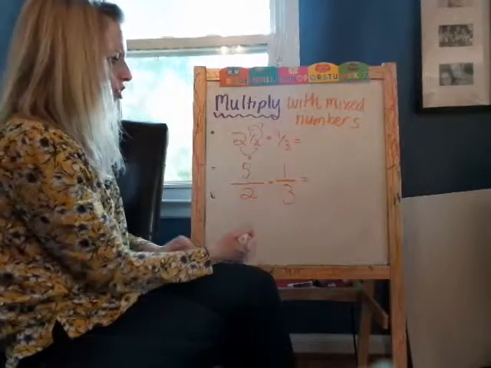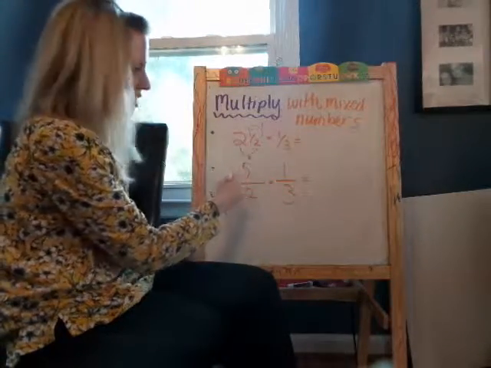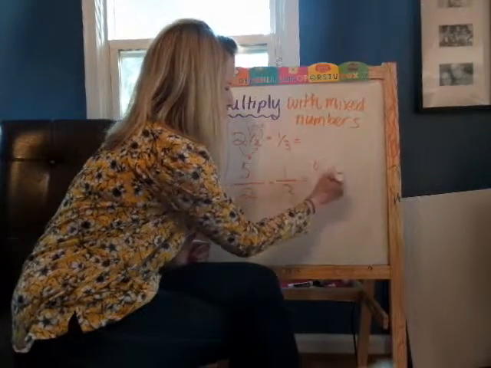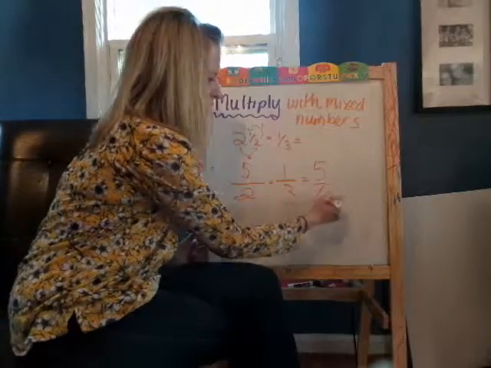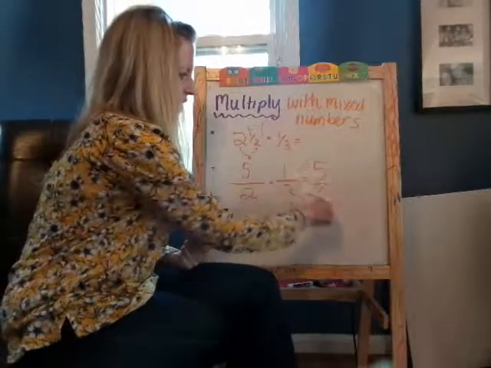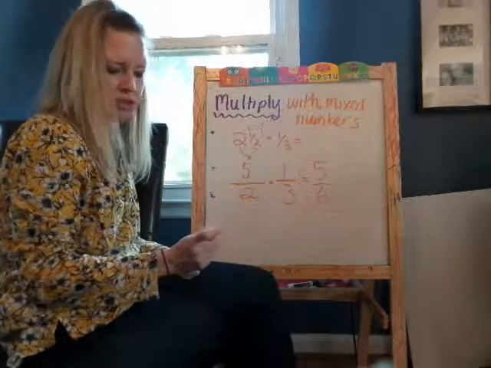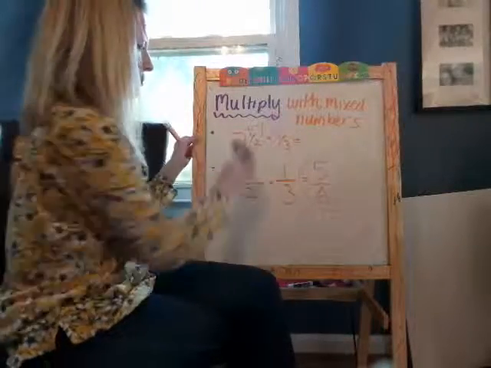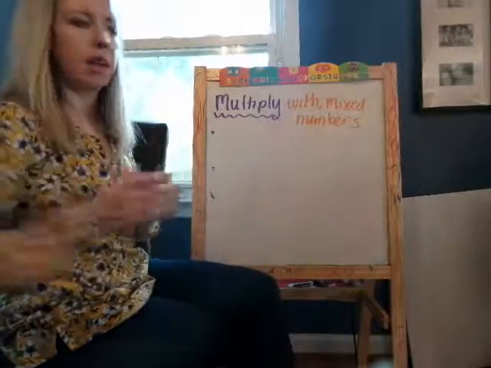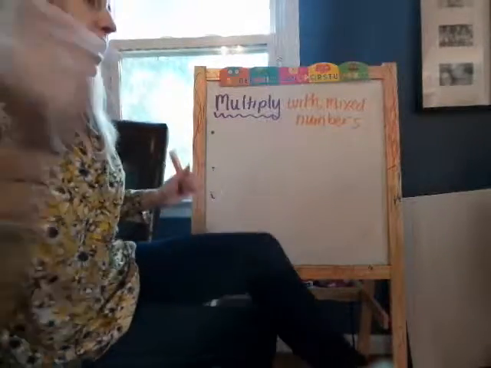Okay? So now I just multiply as I did before, top times top, bottom times bottom. 5 times 1 gives me 5. 2 times 3 gives me 6. It's reduced as far as it can go, so 5/6 is our final answer there. All right, we'll do one more problem with a mixed number.